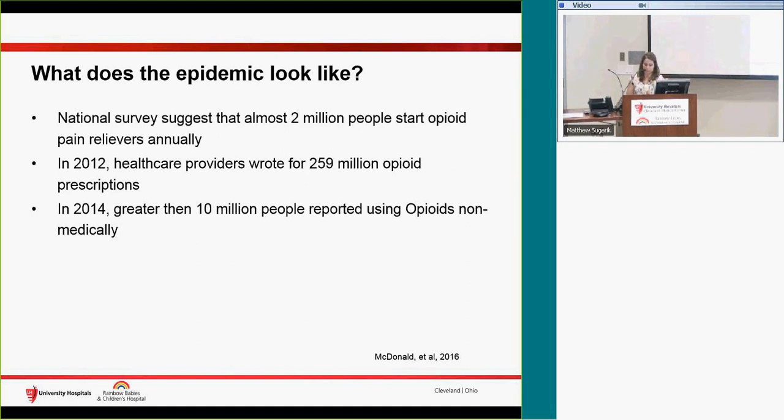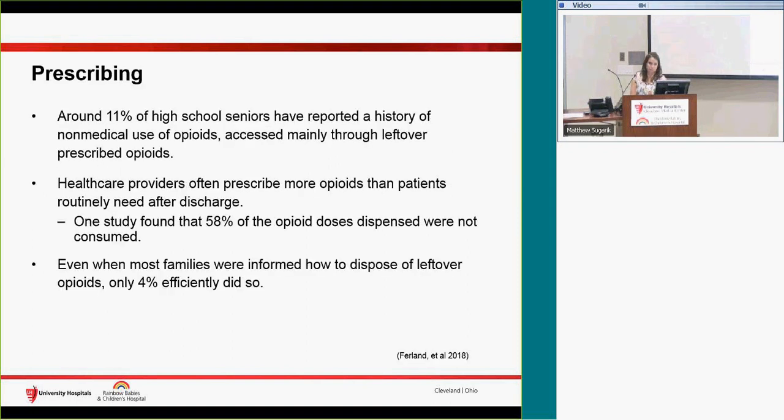People report using opioids non-medically. In addition, an estimated 150 to 175 Americans die as a result of opioids. The number of deaths in 2015 was more than 33,000, which rose in 2017 to more than 72,000. Looking at prescribing, 11% of high school seniors report using opioids for non-medical use, and they came mainly from leftovers sitting around at people's homes. A study shows that of the opioid prescriptions people are prescribed, about 58% is left over and not used, which is a decent amount.